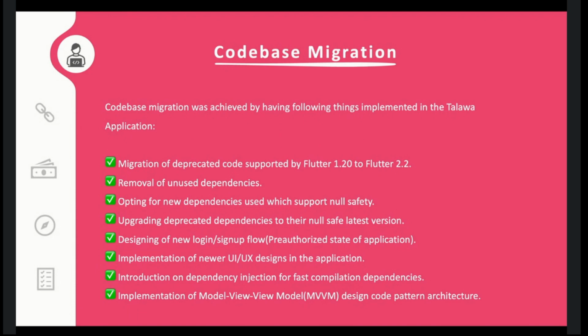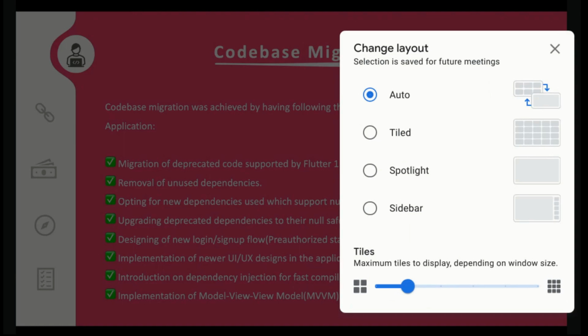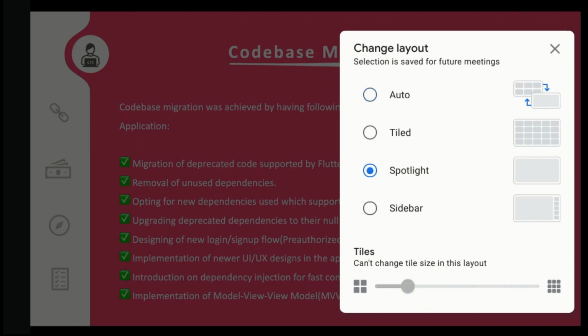This involved migration of deprecated code from Flutter 1.2 to 2.2, removal of unused dependencies that were not used in the project, and opting for all the null safe dependencies that were newly used in the project. The fourth point was moving all the dependencies that we previously had to the null safe latest version.